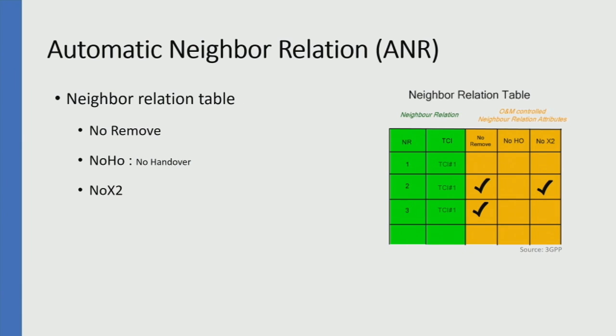So it means that even if they're adjacent, they cannot make any handover between them, or they cannot have an X2 interface between them. So the configuration of these attributes is up to the operator. He decides whether to have this or not. But the problem we figured out was that there are no attributes or any kind of authorization elements to actually authorize the setup of an X2 relation.